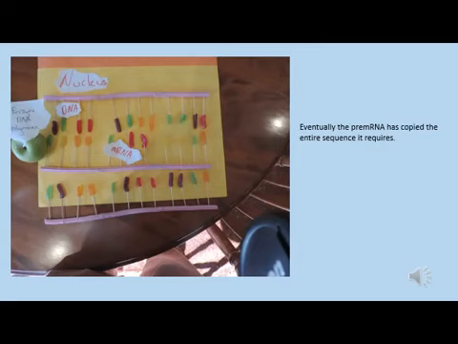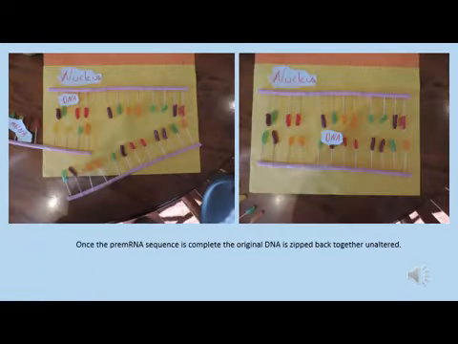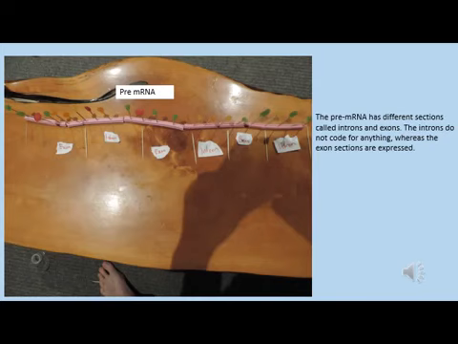As the RNA polymerase continues to unzip the DNA strand, the pre-mRNA copies the entire sequence that it requires. Once the pre-mRNA sequence is complete, the original DNA is zipped back together, just like in the photo, unchanged as it was before. The pre-mRNA is now complete, but it needs to be altered before it can become mRNA. Therefore, the transcription process isn't yet complete.